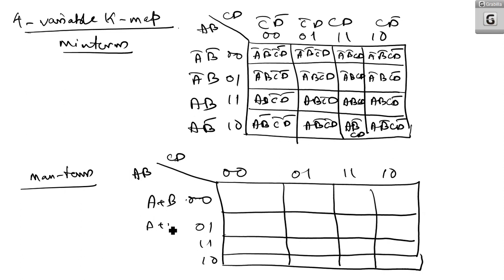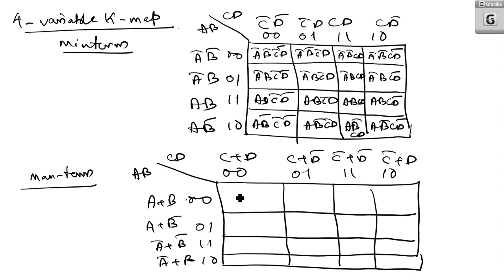A or B bar. A bar or B bar. A bar or B. This is C or D, C or D bar, C bar or D bar, C bar or D. So if you look at these terms, here you will get A or B or C or D, A or B or C or D bar. This is A or B or C bar or D bar. This is A or B or C bar or D.